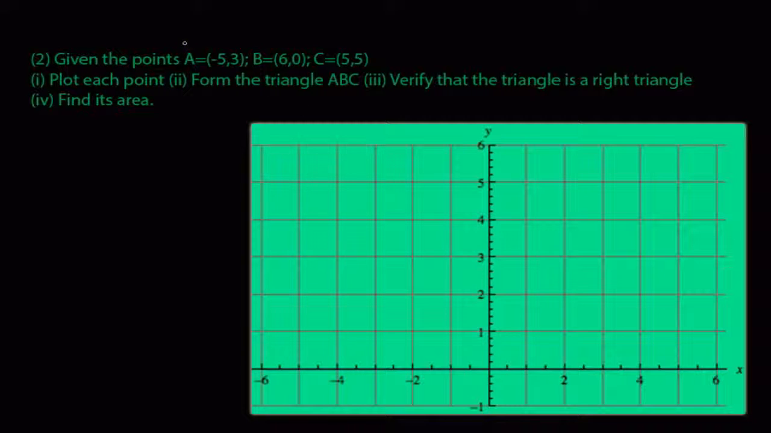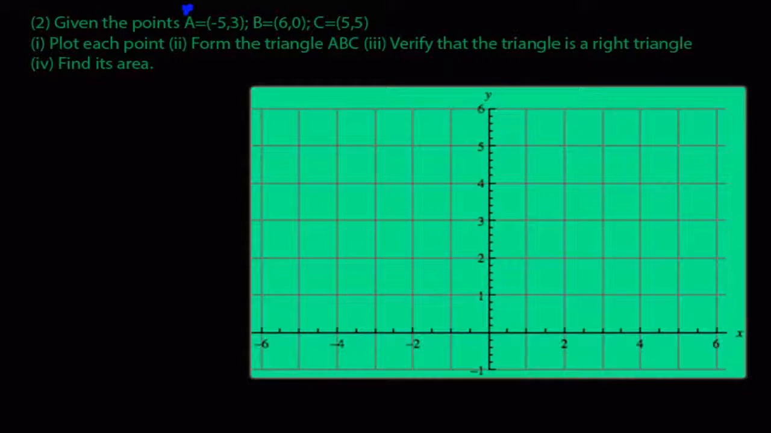Now the first point we have here is A, which has the x coordinate to be -5. So I'm going to look for -5 on this graph. So this is point -5 here, and the y coordinate is 3. So this is 3 here. So where they intersect is here. So this is my point A, which is -5, 3.